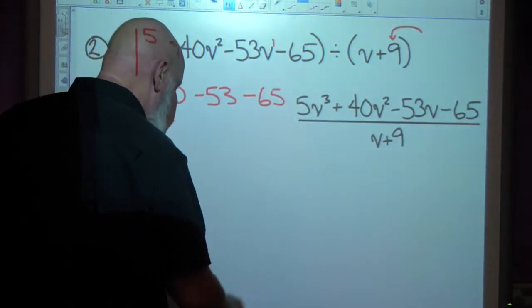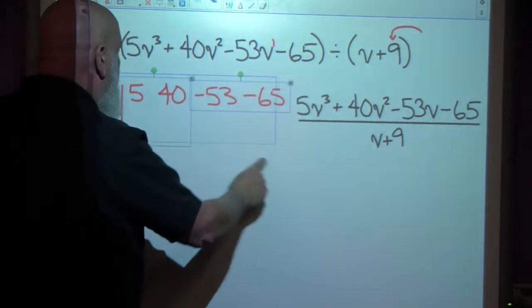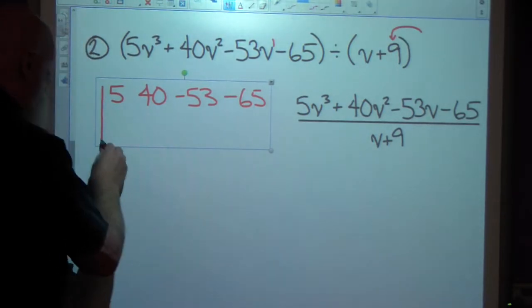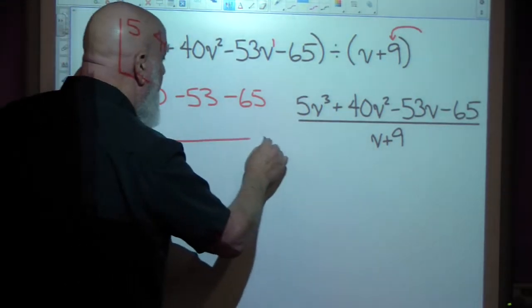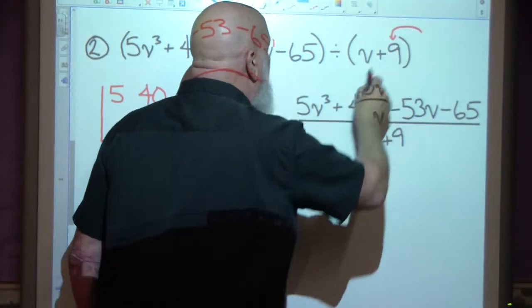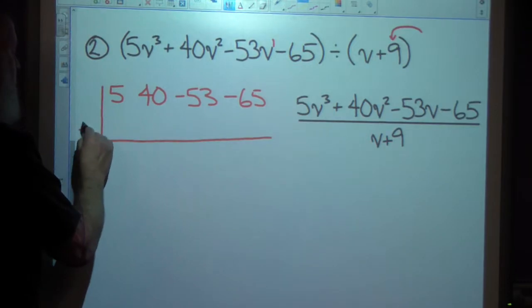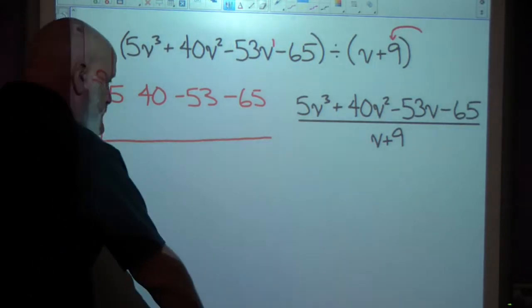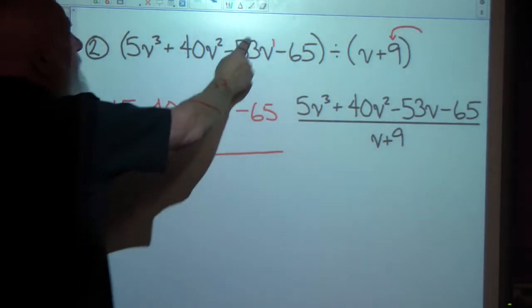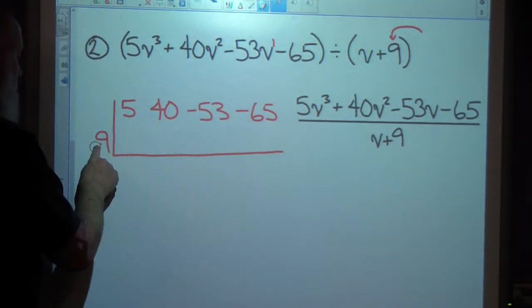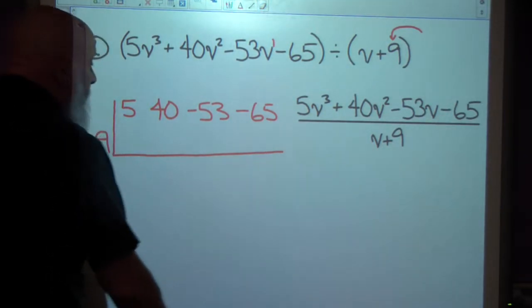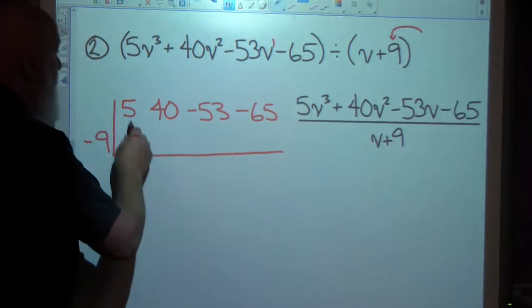I just write those down, and then I make this weird V looking thing, or V, it's an L looking thing. And then I take the opposite of this number, put it here, and do the exact same pattern that I did before. I'm going to squeeze this just a little bit. Okay. So here we go. The pattern is we bring this first one down.